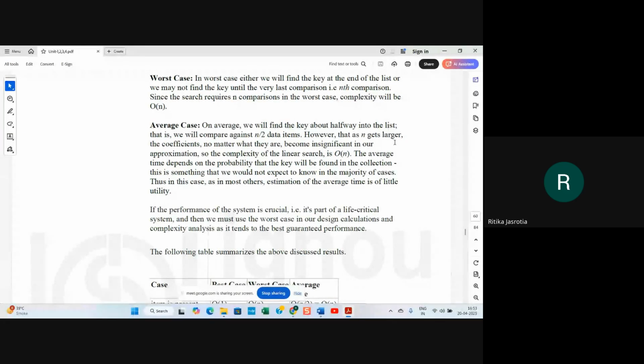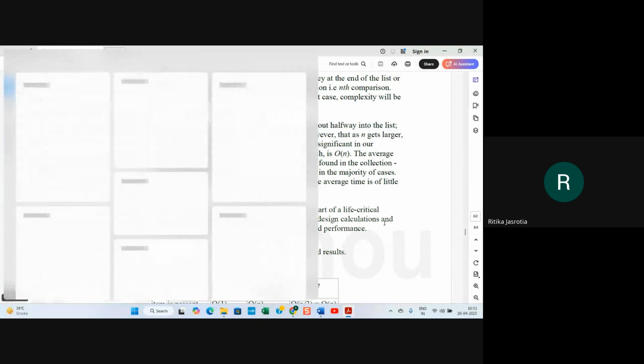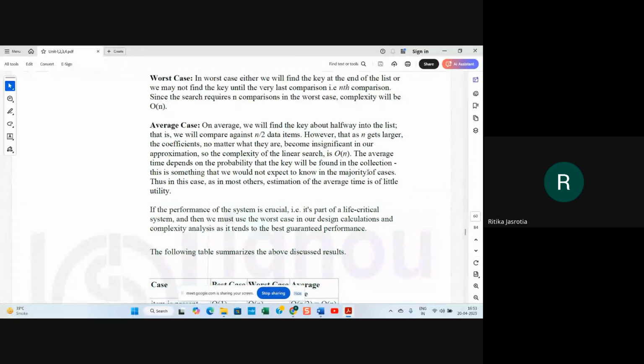However, as n gets larger, the coefficients, no matter what they are, become insignificant in our approximation. So the complexity of linear search is O(n). The average time depends on the probability that the key will be found in the collection. This is something that we do not expect to know in the majority of cases. Thus, in this case, as in most others, estimation of average time is of little utility, because we may not know whether the item is in the list or not.